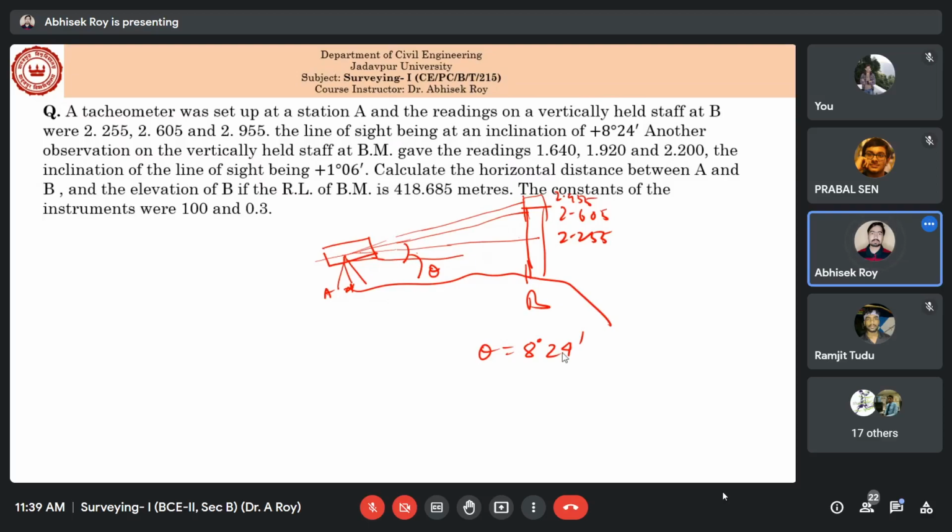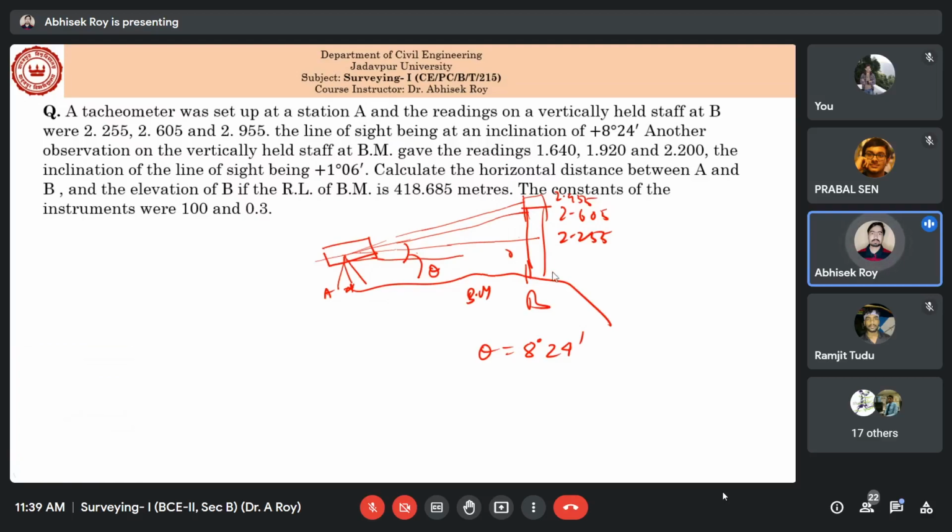Another observation on the vertically held staff at a benchmark. Similarly, you have done another staff reading at the benchmark, and there are also some readings: 1.640, 1.920, 2.200. The inclination of the angle at that time is 1 degree 06 minutes. So I have drawn only one case, because the second case also will be similar. So 1 degree 06 minutes.